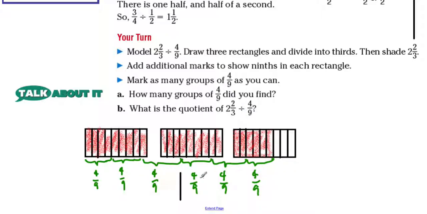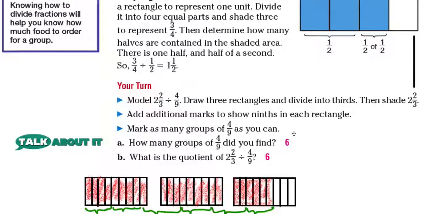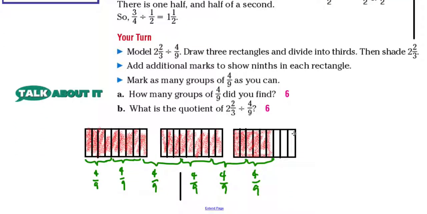1, 2, 3, 4, 5, 6. We found 6 groups of 4 ninths. What is the quotient of 2 and 2/3 divided by 4 ninths? The answer is 6. And that's how you use models to divide mixed numbers and fractions.